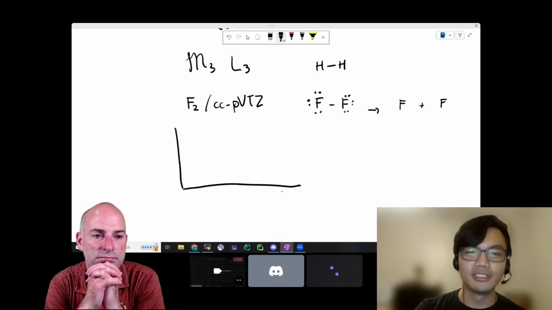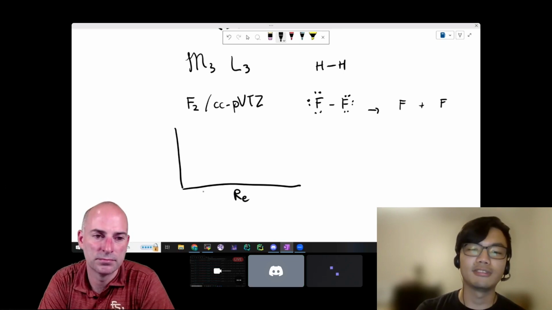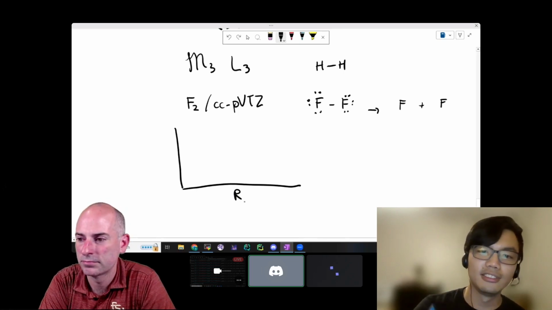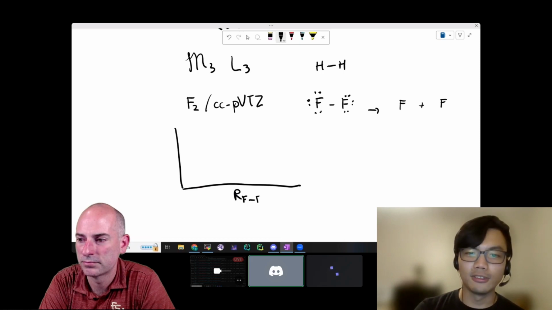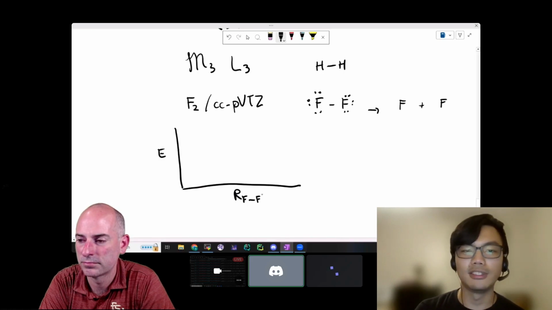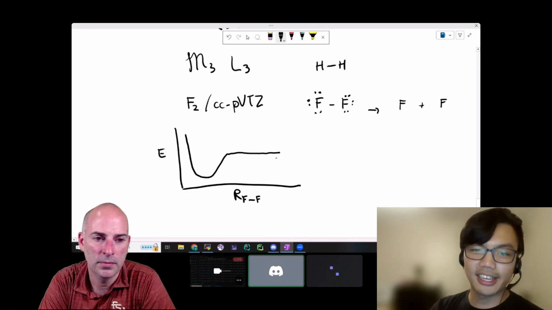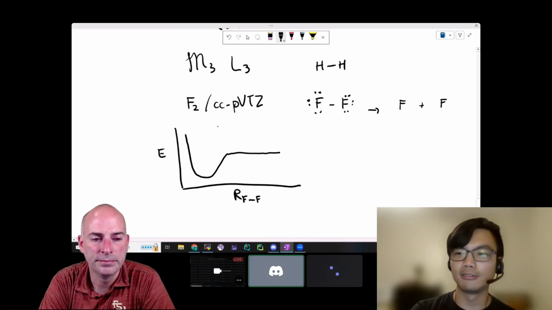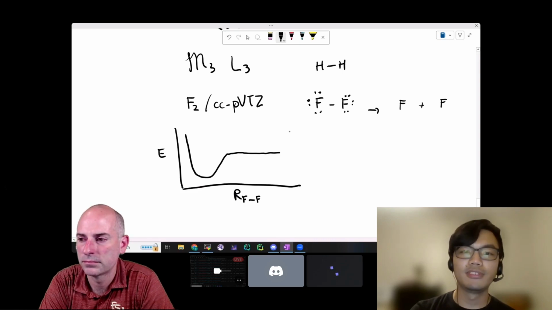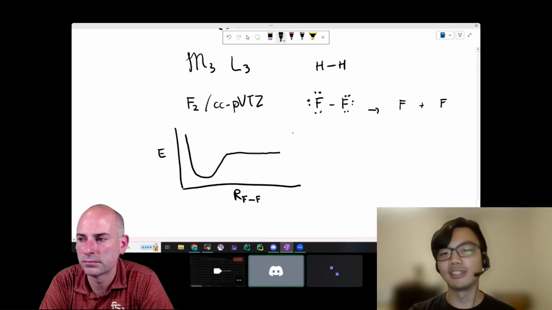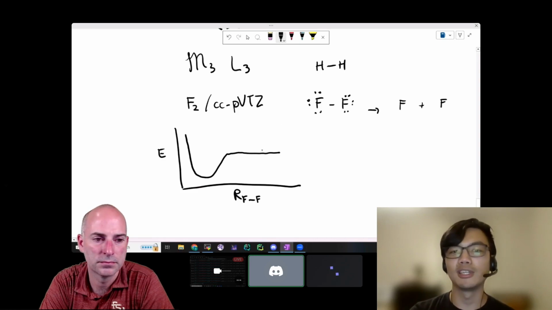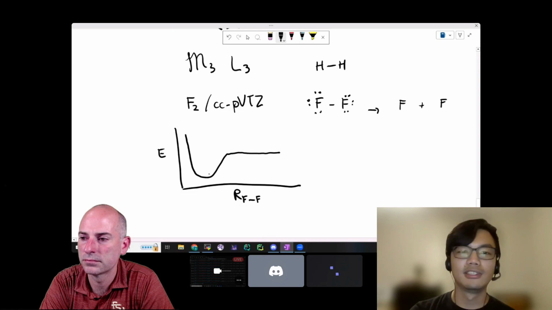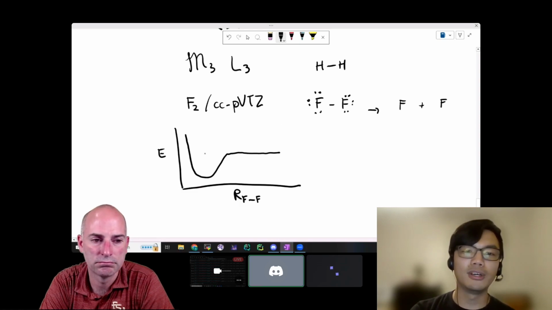Now, if you draw the potential energy curve, well, I need E versus R. So let's draw the energy as a function of the bond length of F2. So you can think of like a Morse potential, right? That's the exact potential energy curve. And I think if you run CCSDT, for example, you should be able to get something that's pretty close to experiment in terms of bond dissociation energy, equilibrium bond length, and so on.